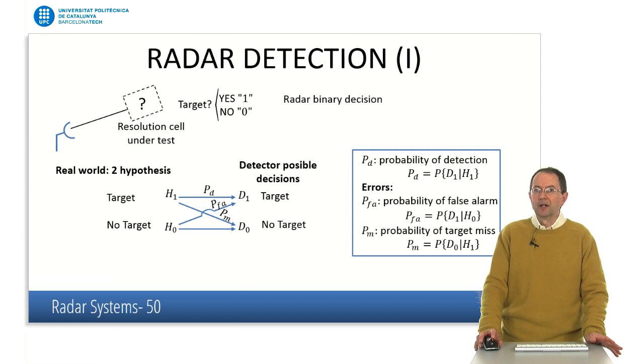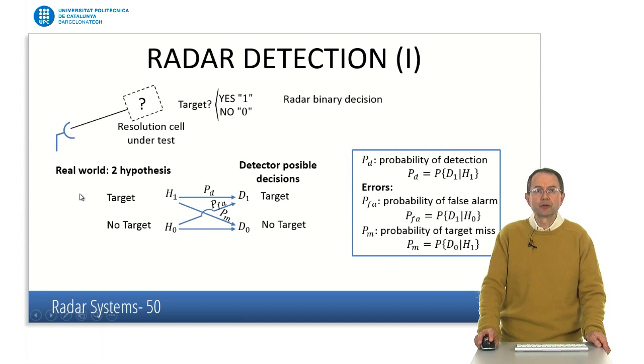Okay. Apart from estimating range or velocity, a radar has an important objective, which is detect. Detect means take a decision. So for every resolution cell, for every possible position in the area which is surveyed or controlled by the radar, we have to indicate if we have a target or not. And that's a binary decision, similar to detecting bits in a digital communication system.